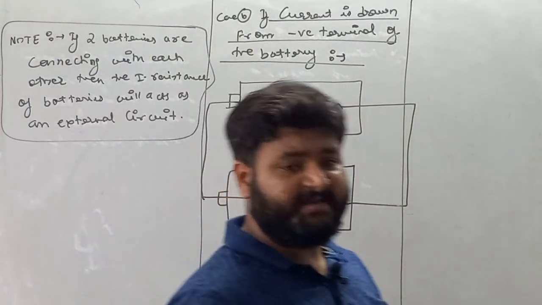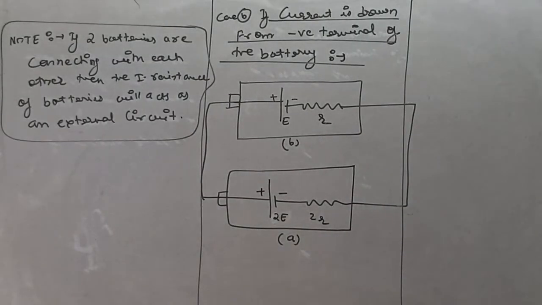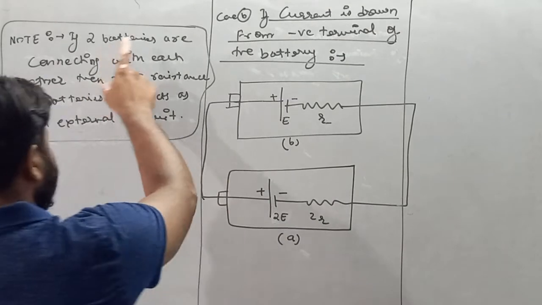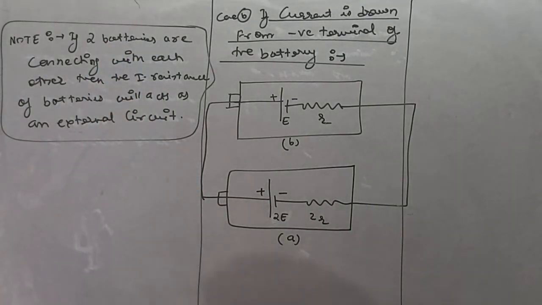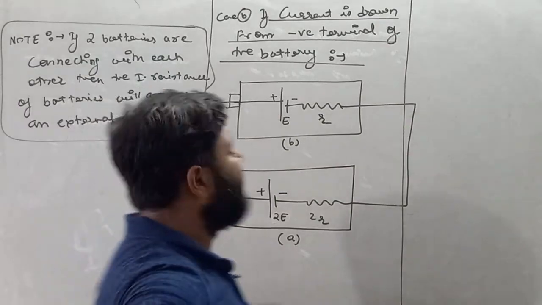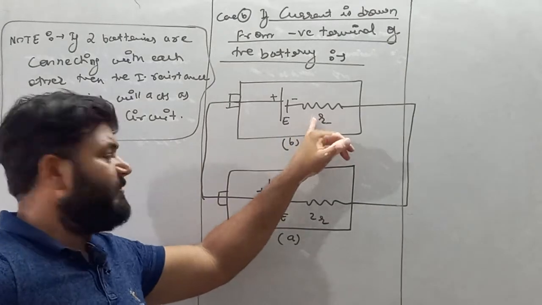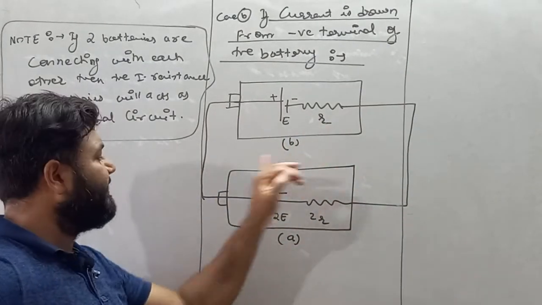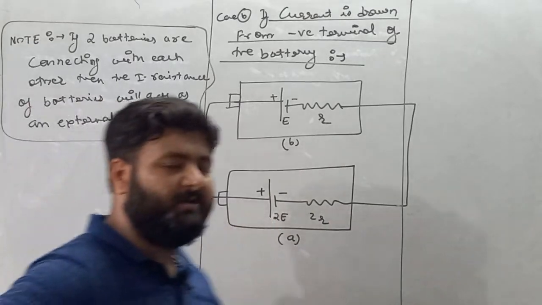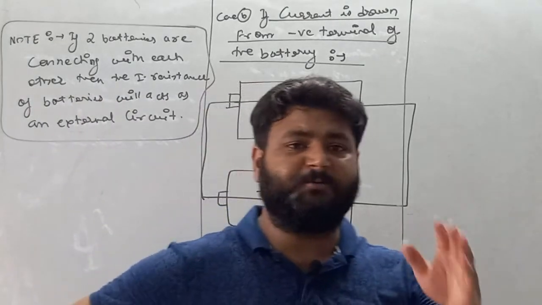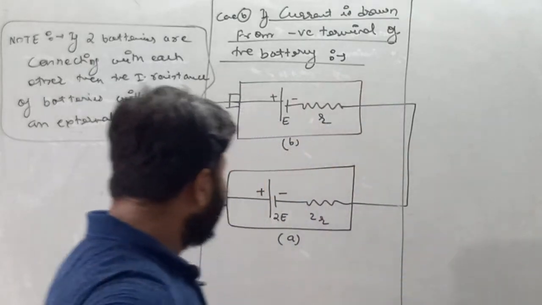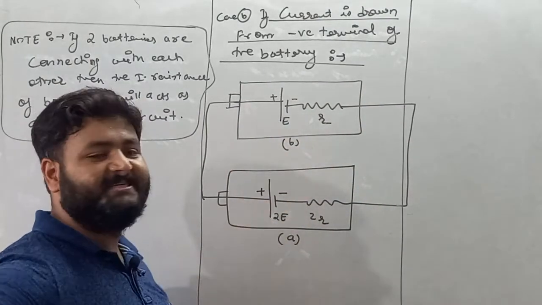If two batteries are connected with each other, then we know in a practical battery two things are there. One is terminal and second is internal resistance. So if two batteries are connecting with each other, then the internal resistance of battery will act as an external circuit. So this internal resistance will act as external circuit for this battery. Now, as we all know, current always flows from higher potential to lower potential. Here battery A carries the higher potential and battery B carries the lower potential.